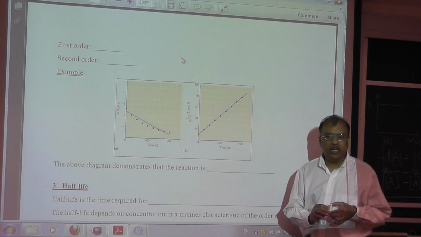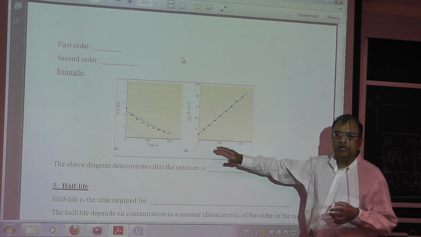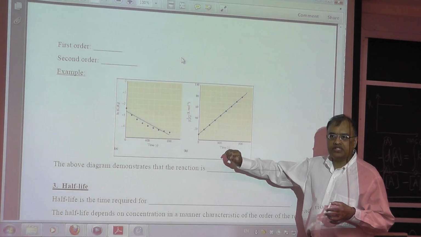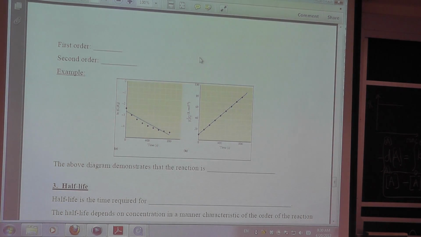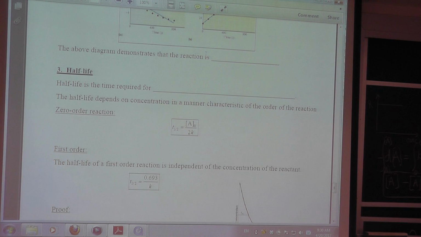So in one voice, this is a second order reaction. Okay? So the third method is to measure the half-life.